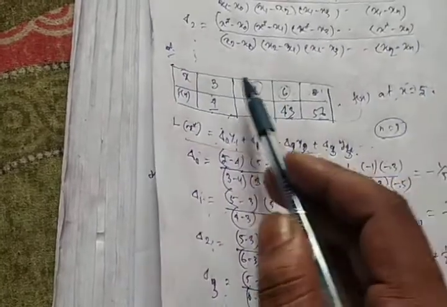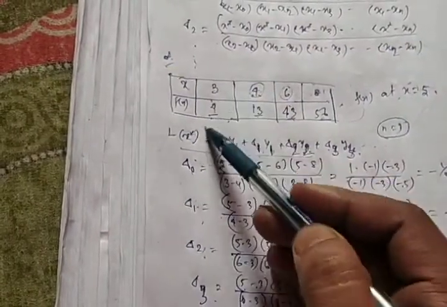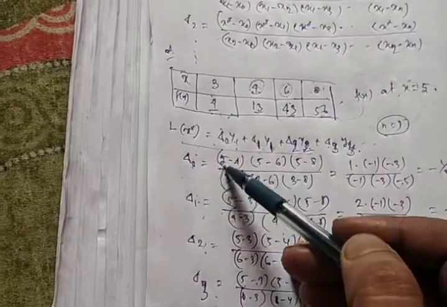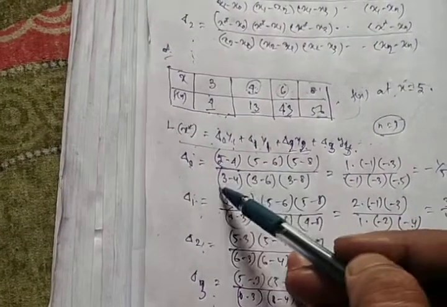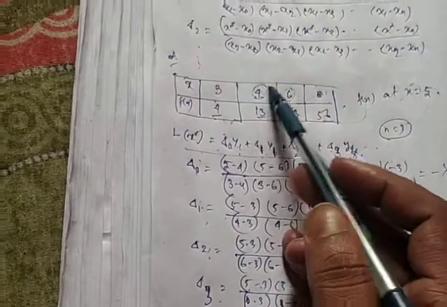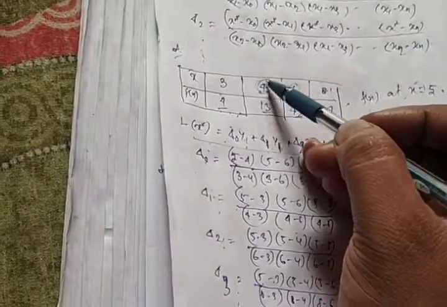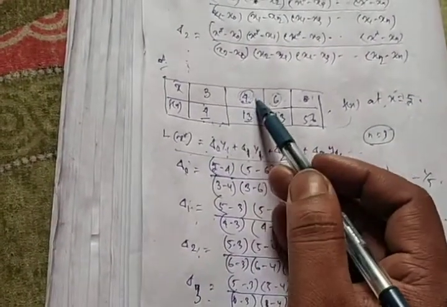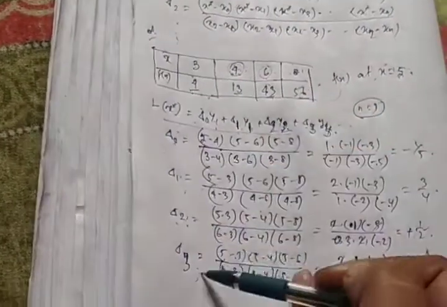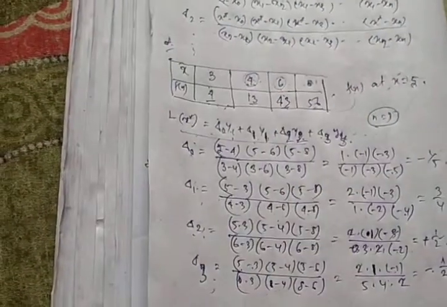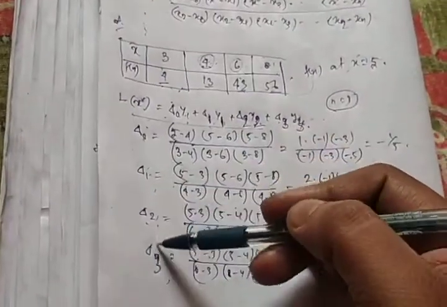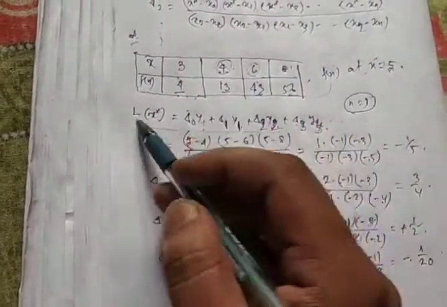Okay, so 5 minus 4, for 0 x0 will be cancelled out, and in the denominator the differences from x0 for the other values. Okay, for delta 1 the differences from x1, the numerator will be the differences from 5, and denominator will be differences from x2. Delta 2 similar way, delta 3 similar way. Okay, and then we will find delta 0, delta 1, delta 2, delta 3 and use this formula. We will find the given data.